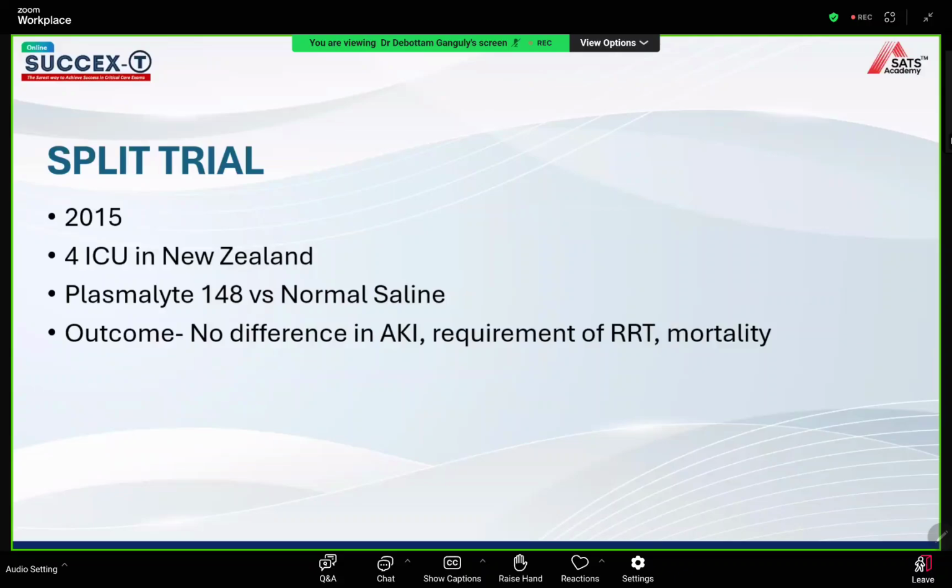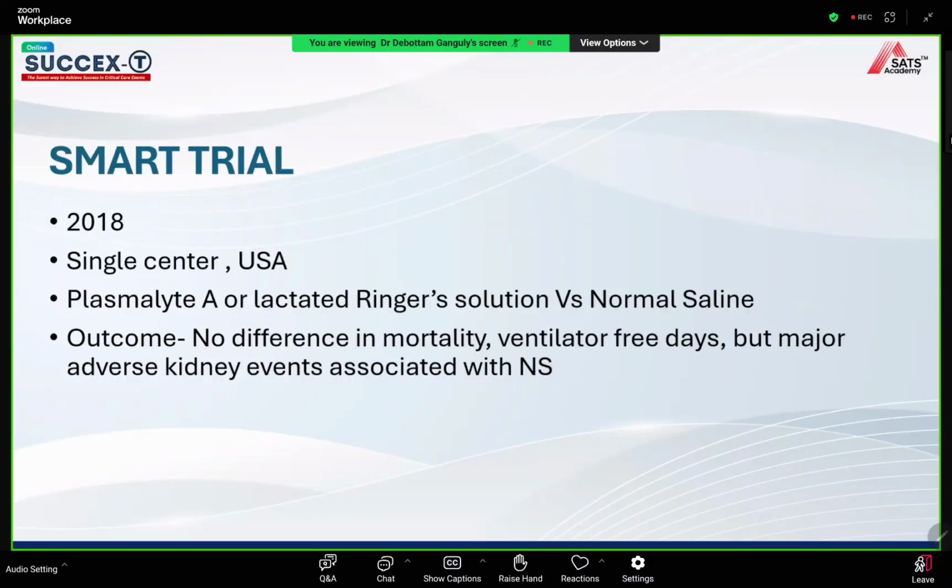Plasmalyte 148 with normal saline. The outcomes show there is no difference in AKI, the requirement of RRT, or mortality if we use Plasmalyte 148 or normal saline. Now in 2018 there comes the SMART trial in USA.